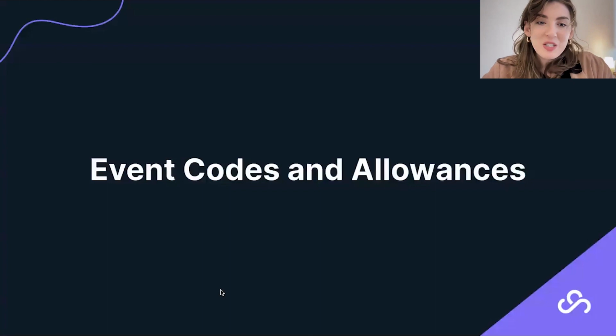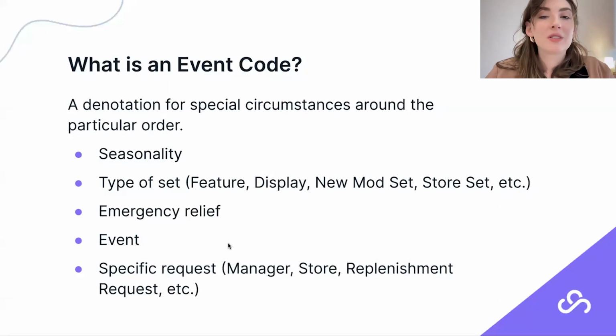All right, now we're getting into event codes and allowances. I've kind of mentioned these before, but now it's time to actually talk about them. What is an event code? An event code is really just what it sounds like. It is a denotation for a special circumstance around a particular order.